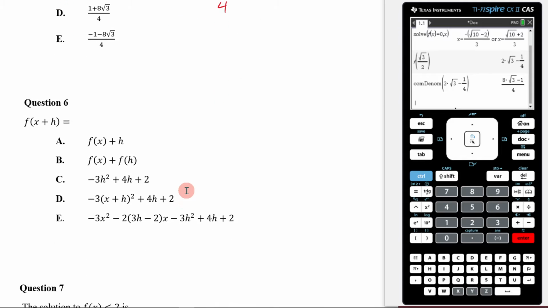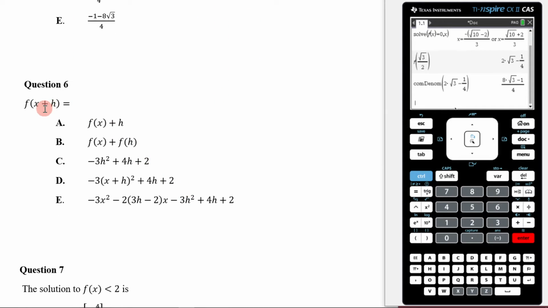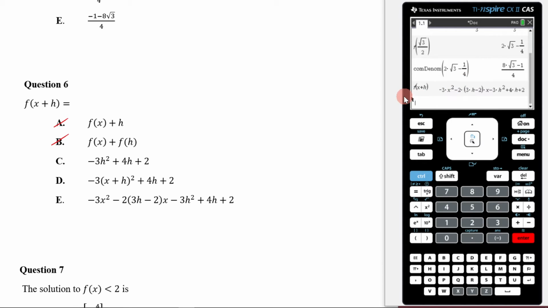Okay, we continue. This one's not too bad. It's just asking me to put x plus h into the x spot, but it's trying to trip you up because it's giving you these options A and B, which don't make any sense. That's not how you approach this type of question. All you're going to do is go, well, what is f of x plus h? And just looking at those results, you can see that E is going to be your answer.